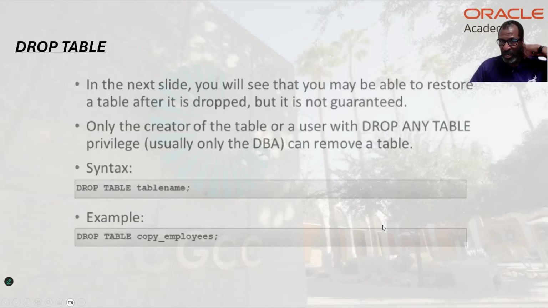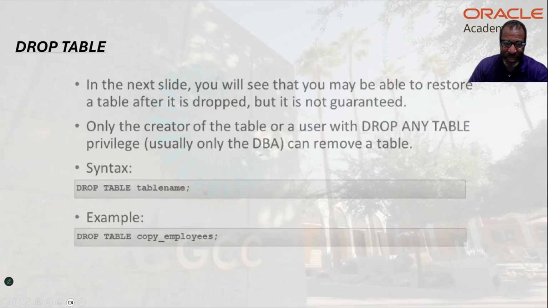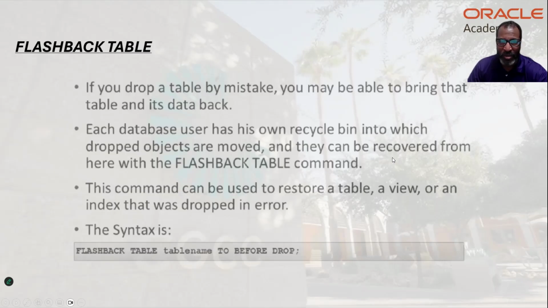In the next slide, you'll see that you may be able to restore the table after this drop, but it is not guaranteed. Even now, it's cleaner, but not guaranteed. Only the creator can drop, and usually it's the DBA. Generally, in your regular company database, you do not have the privilege to drop a table. You'll get an error message, no privilege. The syntax is just DROP TABLE and the table name, simple as that. And there's an example.